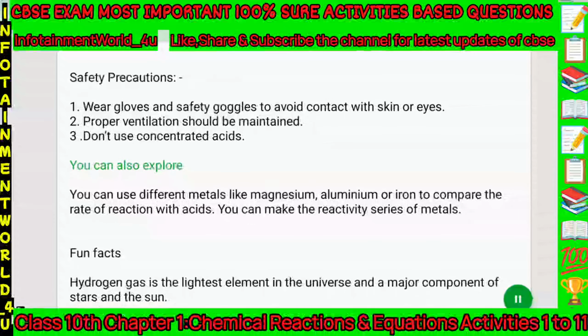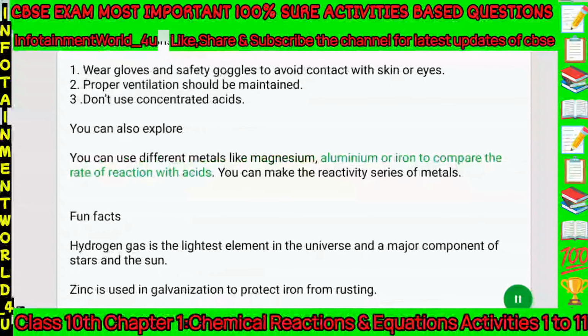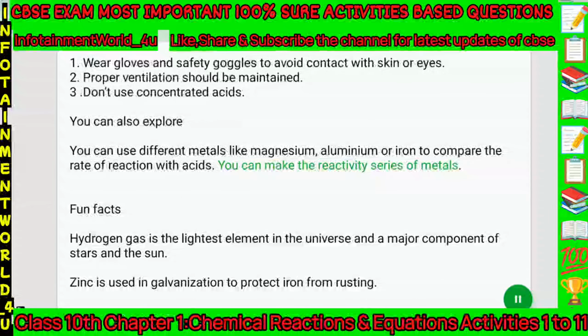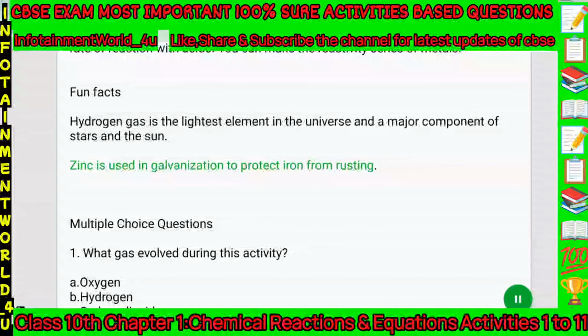You can also explore: use different metals like magnesium, aluminium or iron to compare the rate of reaction with acids. You can make the reactivity series of metals. Fun facts: hydrogen gas is the lightest element in the universe and a major component of stars and the sun. Zinc is used in galvanization to protect iron from rusting.